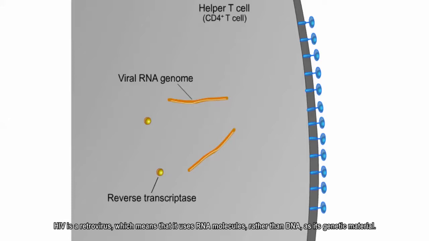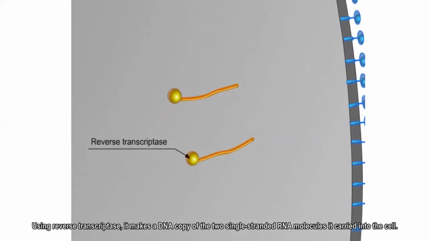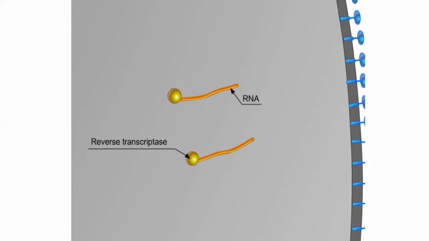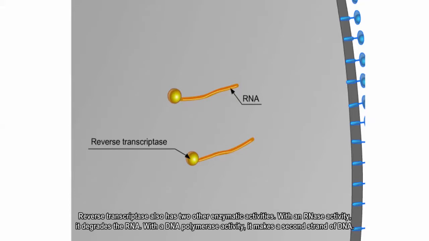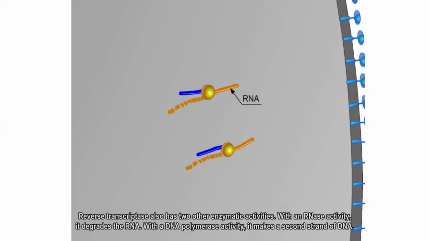HIV is a retrovirus, which means that it uses RNA molecules rather than DNA as its genetic material. Using reverse transcriptase, it makes a DNA copy of the two single-stranded RNA molecules it carried into the cell. Reverse transcriptase also has two other enzymatic activities. With an RNase activity, it degrades the RNA. With a DNA polymerase activity, it makes a second strand of DNA.